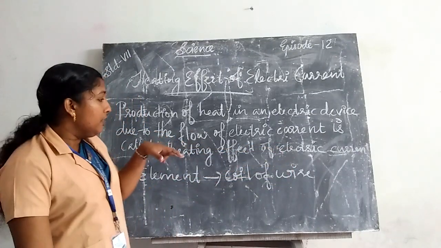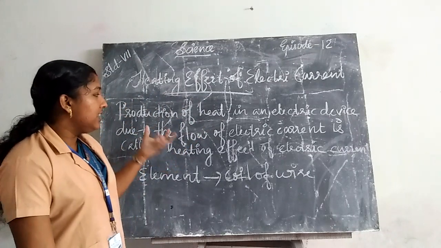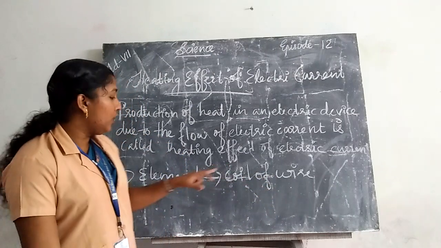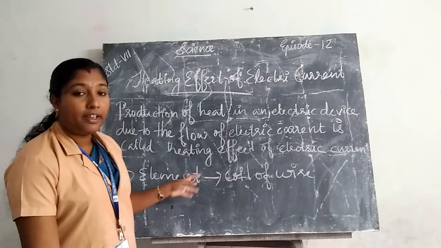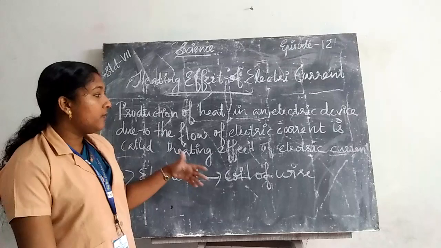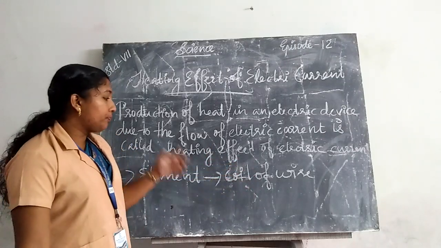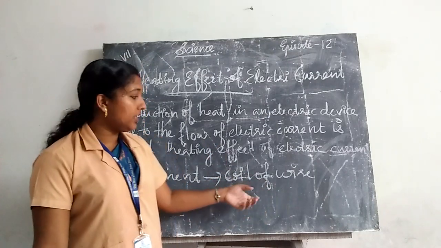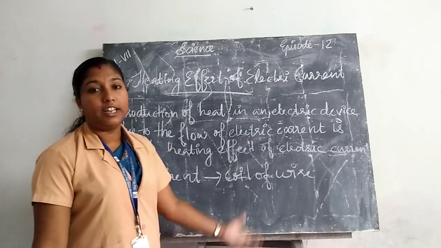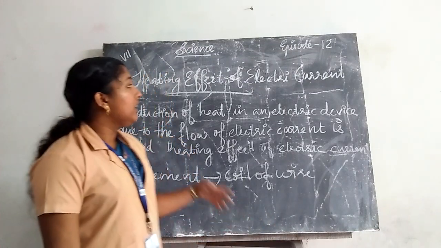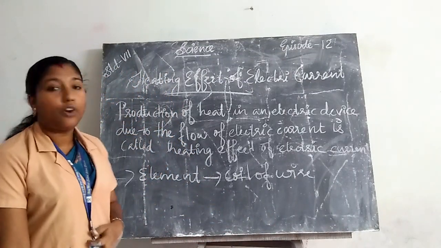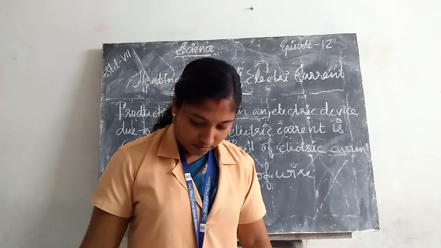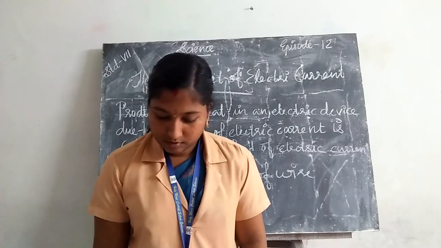Inside such appliances we can see a coil of wire. That coil of wire is called a filament. If we give electric current to that appliance, the coil of wire becomes red hot and gives out heat. So this is due to the heating effect of electric current. I think all of you understood. Next one.